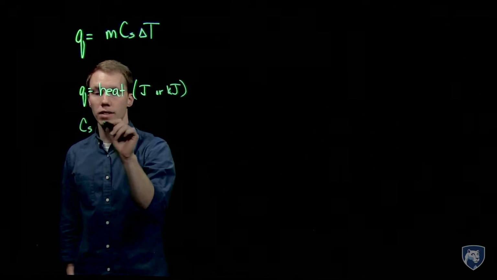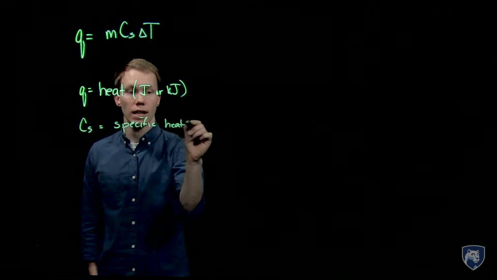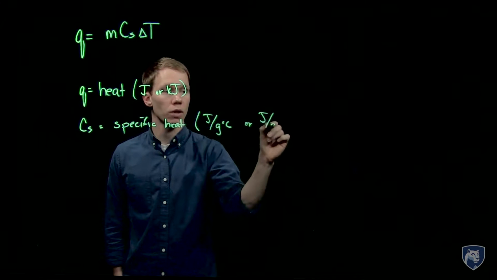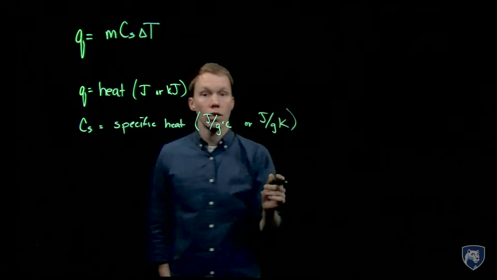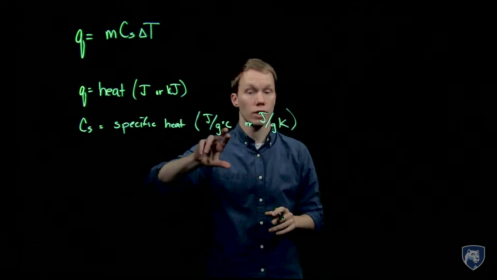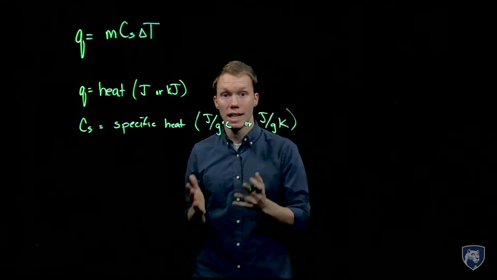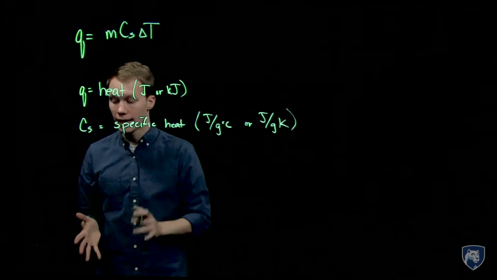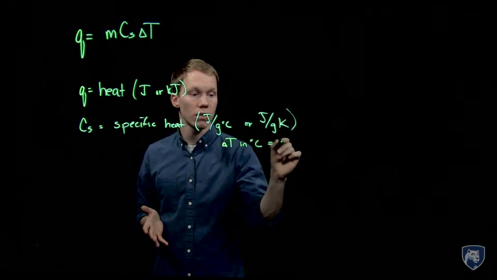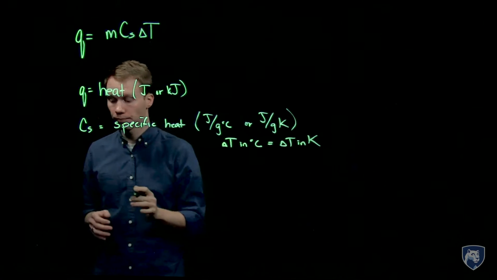We have Cs as the specific heat, and specific heat is in joules per gram degrees Celsius or joules per gram Kelvin. And note again that we're talking about a change in temperature, so whether that changes in degrees Celsius or Kelvin, it does not matter because the change in Celsius is the same as the change in Kelvin. So we'll just write that out. Delta T in degrees Celsius is equal to delta T in Kelvin. So you don't need to do your unit conversion there.